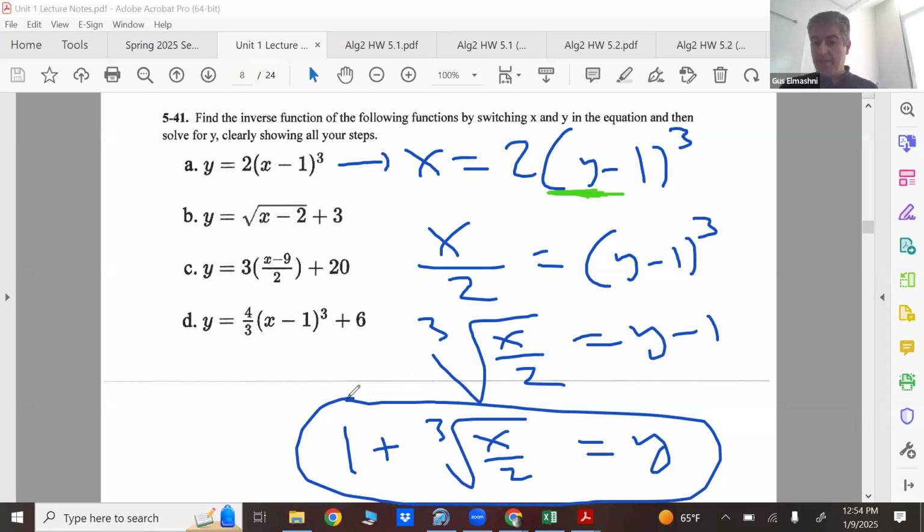All right. Given what I just did, do the same thing for B, C, and D. If you want to work independently, go for it. If you want to divide and conquer in your table groups, go for it. Totally fine. I'll show you guys the answers in about 3 minutes. Switch X and Y, solve for Y. That's all we're doing.